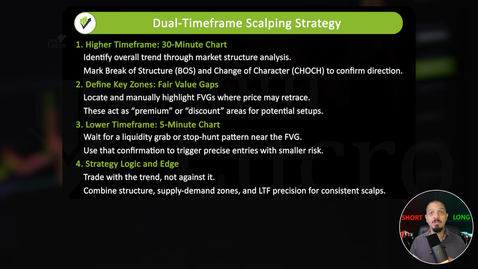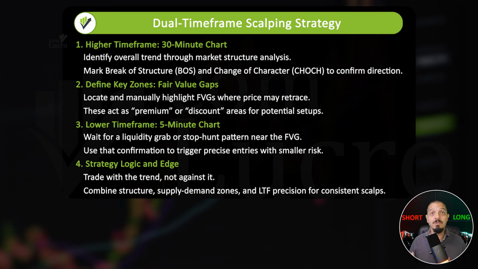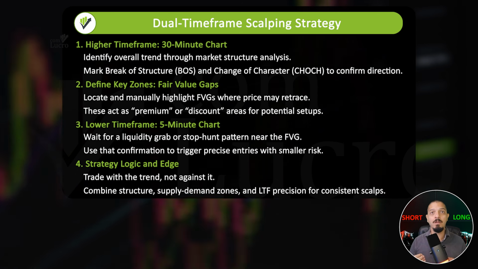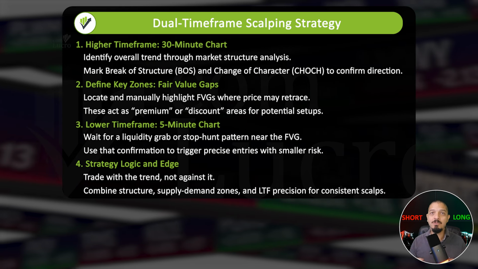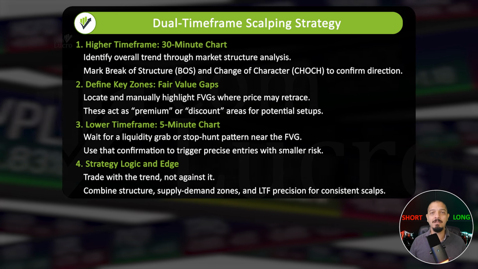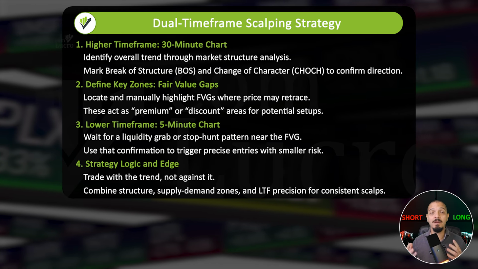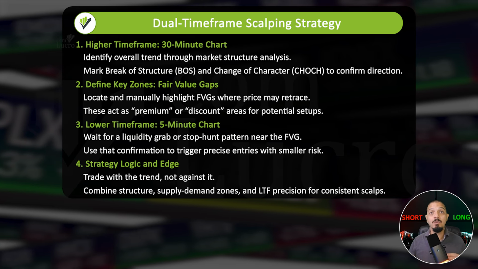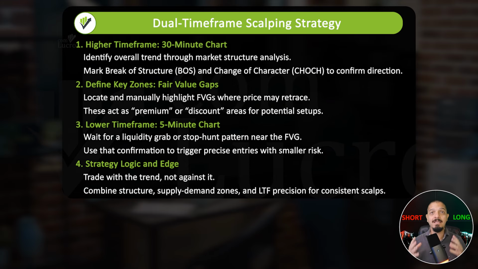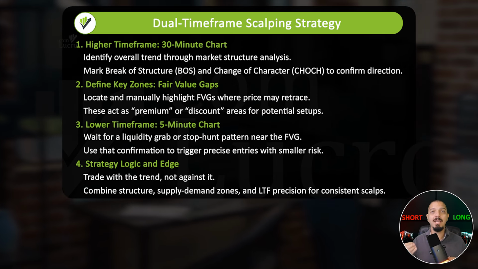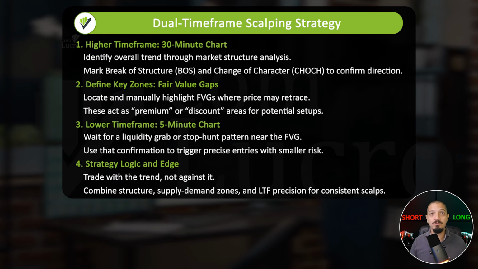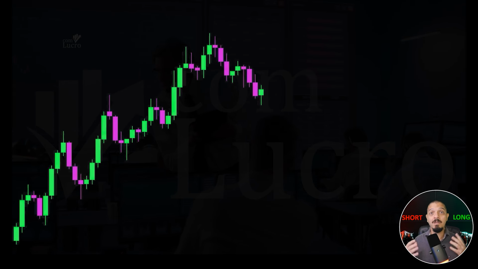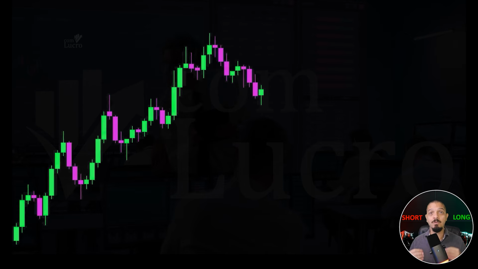On the 5-minute chart, we wait for a clear entry signal, typically when a liquidity grab pattern appears. After spotting that setup, we enter the trade and define our targets. This approach works because it combines 3 key elements: trading in line with the trend, taking entries from strong supply and demand zones, and using lower time frame confirmation for precision. Now, let me show you how this works directly on the price chart.